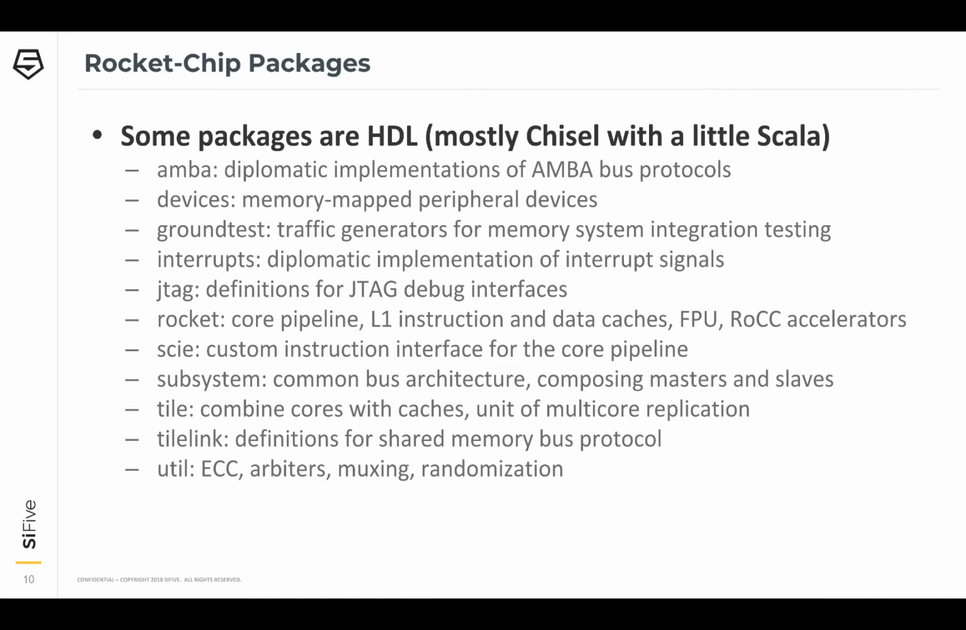So the Rocket package is the original core, the 5-stage pipeline. It's also got the L1 instruction and data caches in there. It's got the floating point unit in there. And it has an interface for adding a ROCC accelerator, which is basically a custom coprocessor. It's a slot to add a custom coprocessor.